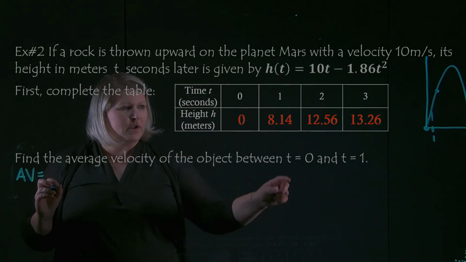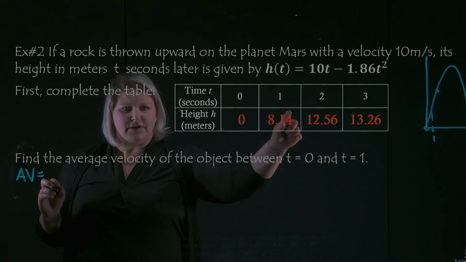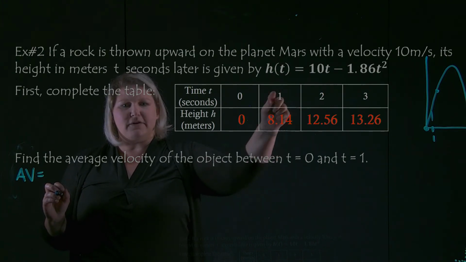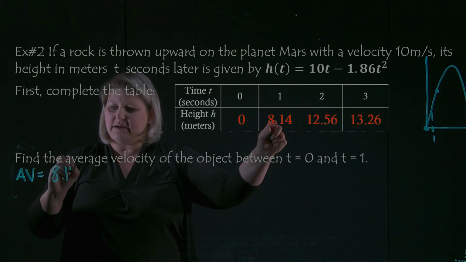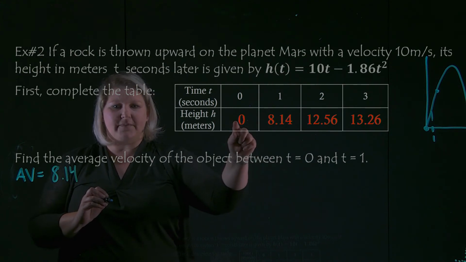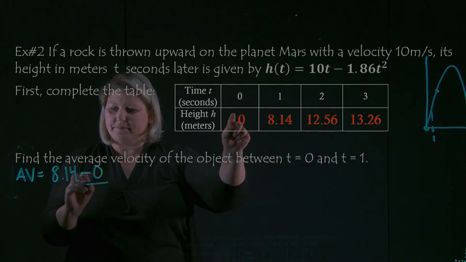So, okay, we are going to look at from t equals 1 to t equals 0. So t equals 1 is this value right here. Which one's the t value? Which one's the output value? Yeah, my output value is 8.14. And I'm going to subtract from that my output value at t equals 0.